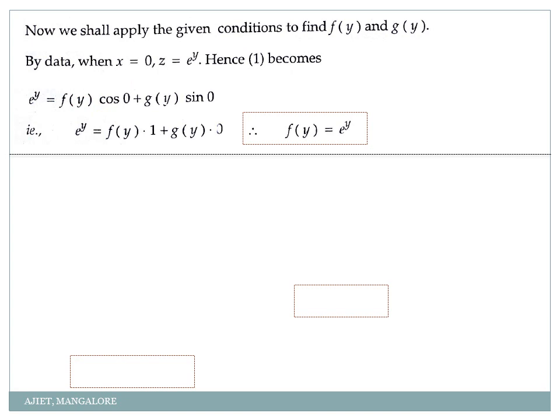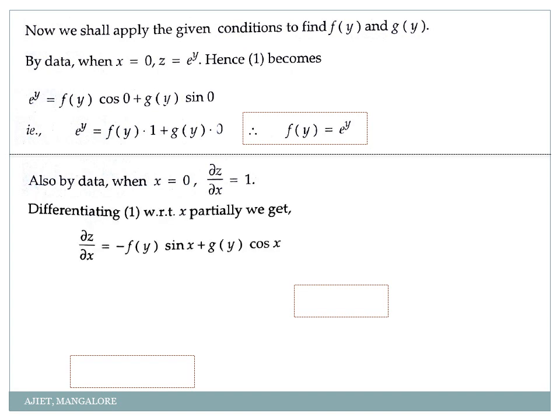Yes. So what condition did I apply first? First condition, when x is 0, z is e power y. Okay, I have another condition. What is that? My second condition is, again when x is 0, dou z by dou x is equal to 1. So how will you find dou z by dou x? You differentiate equation 1 partially with respect to x. So differentiating equation 1 partially with respect to x, we get dou z by dou x is equal to f of y times differentiation of cos x, which is minus sin x, plus g of y times differentiation of sin x, which is cos x.